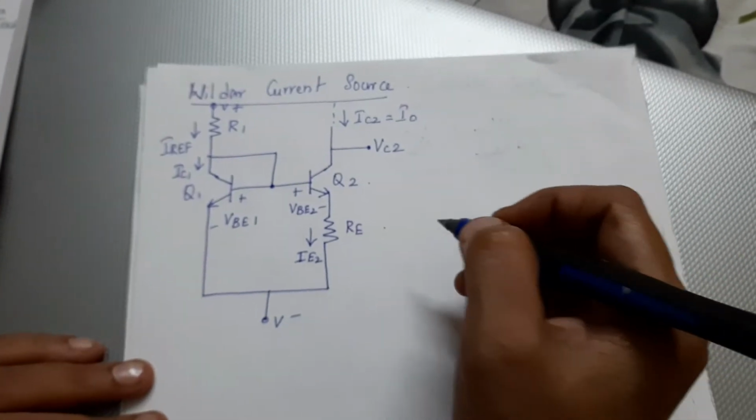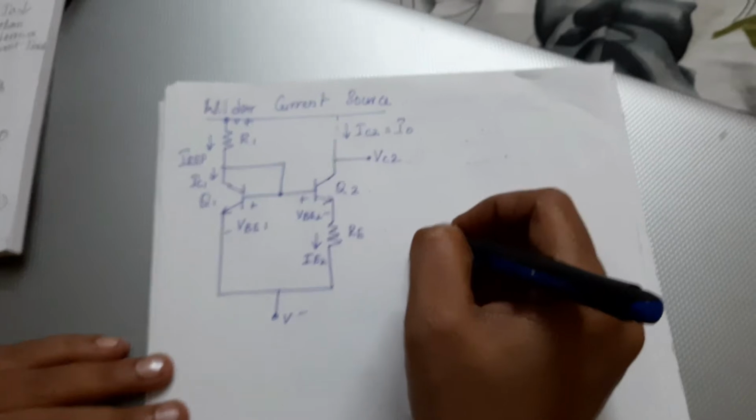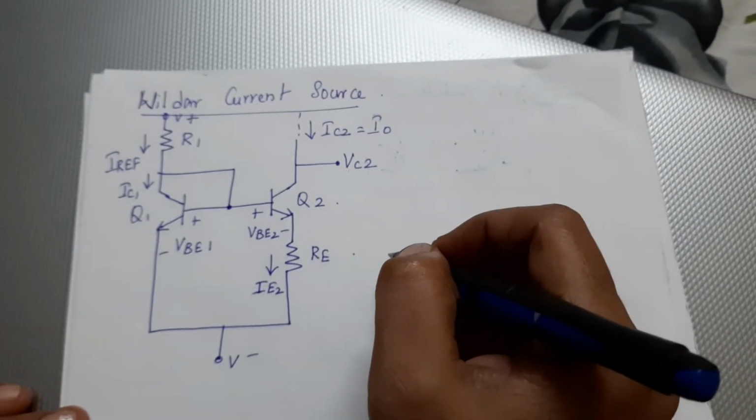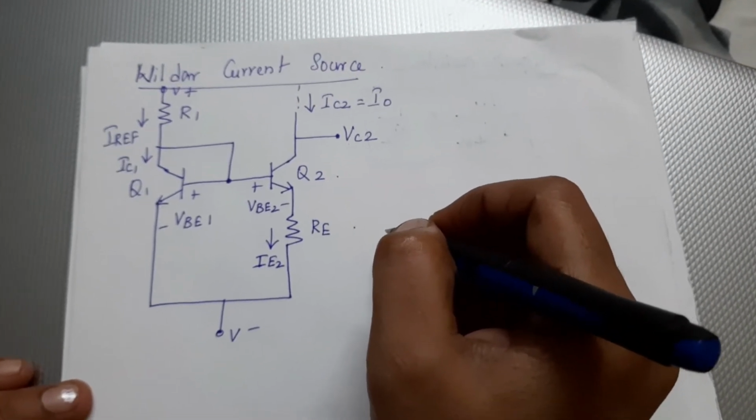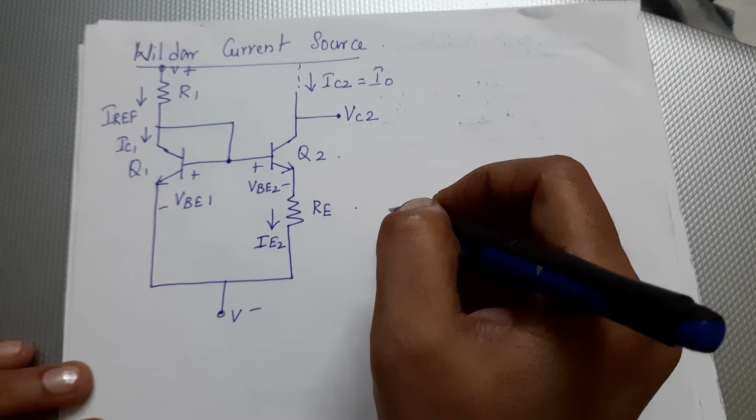Hello students. So this class we'll see about the Widlar current source. In the previous class we were seeing about the Wilson current source. The Wilson current source is nothing but again a 3 transistor model only.